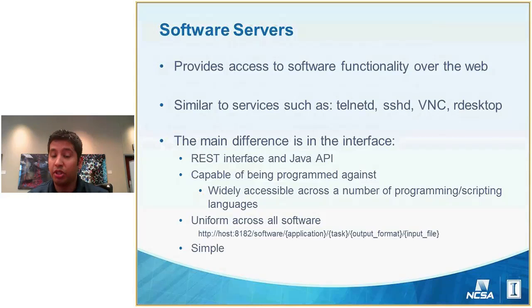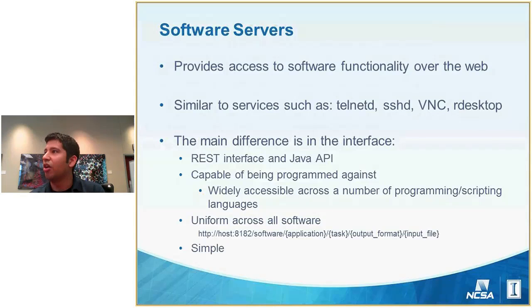A software server differs in that respect because it's replacing that interface, and it does it for everything, and it tries to place it in a consistent manner. So the idea is it's the same for every piece of software, and it's programmable. That's the main aspect of what a software server does. The interface it exposes is this REST interface, and it also has a Java API, but it's a programmable interface. I could then write code that calls this interface to carry out functionality within that software.